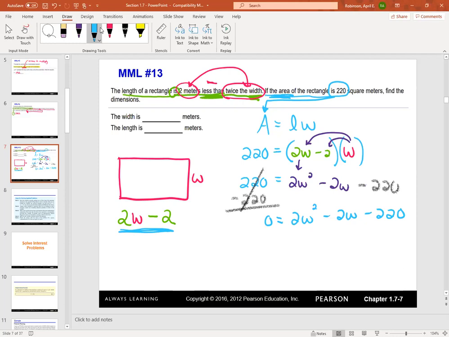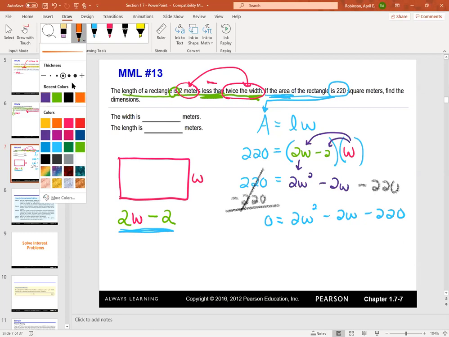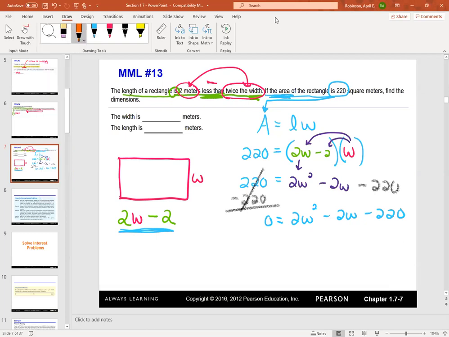2, 2, and 220 are all divisible by 2. So what you do to one side, you got to do to the other. You got to do it to everybody. And the cool thing is on the left, 0 divided by 2 is still 0. So I don't mess that up. But I'm going to make the rest of this a little easier to factor.